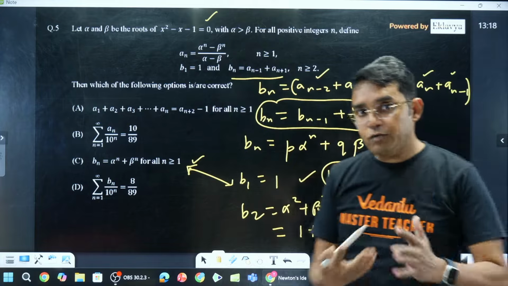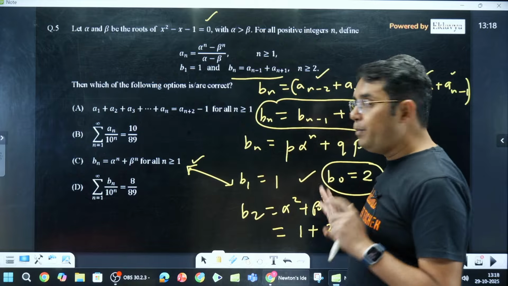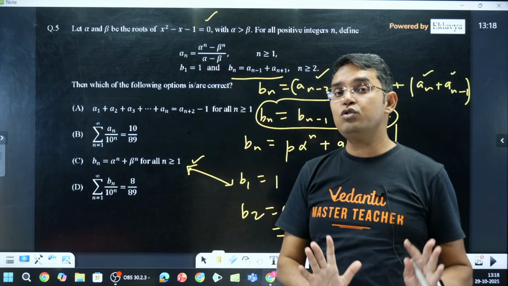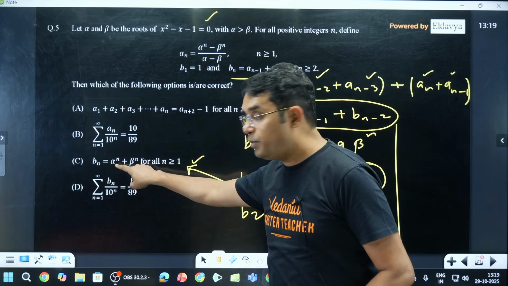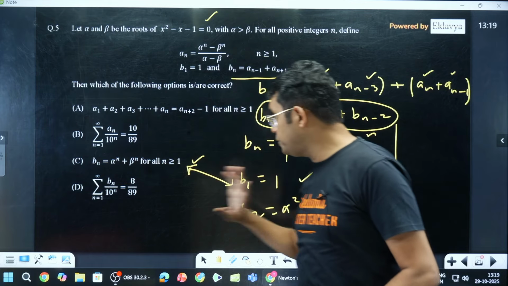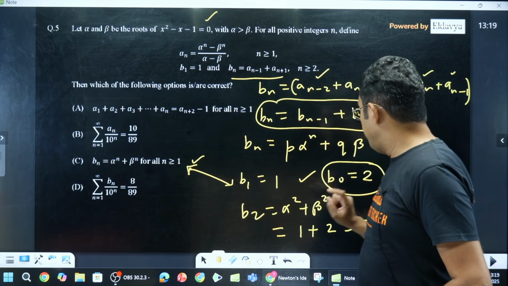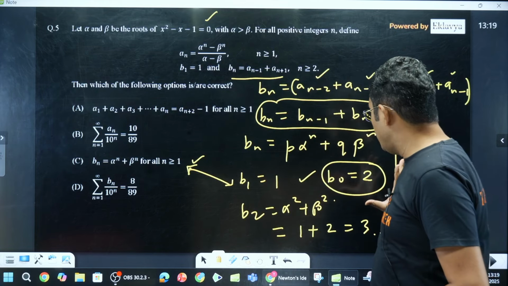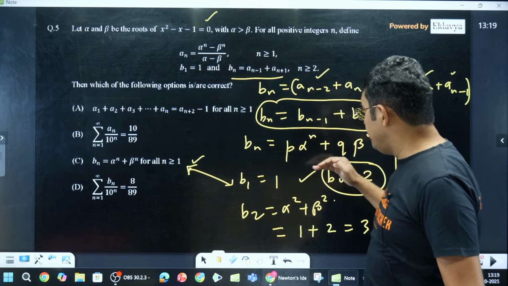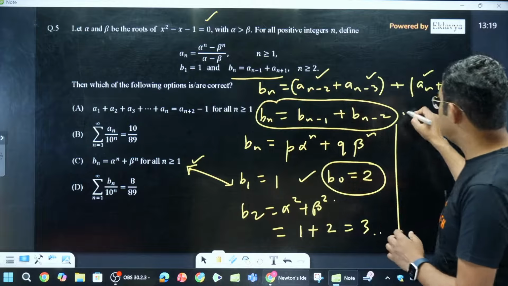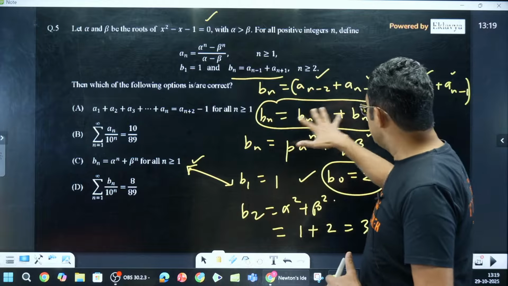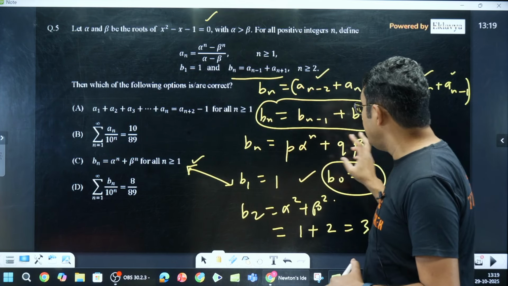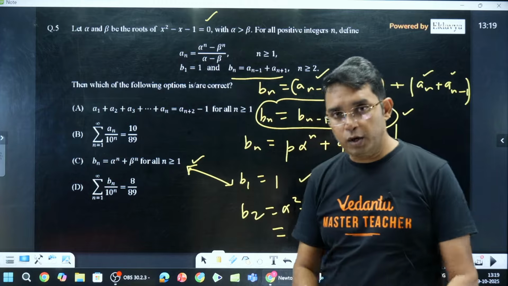Now I will summarize what I'm trying to say: I'm not finding P and Q. I'm only checking whether P and Q equal to 1, 1 are satisfying this or not. So with P equal to 1, Q equal to 1, if I take option C, my B1 should be 1, my B0 should be 2, and my B2 should be 3. You can see these B0, B1, B2 values are satisfying this recurrence relation. That means the solution would be of the form P alpha power n plus Q beta power n. Here P and Q will be 1, 1 only.